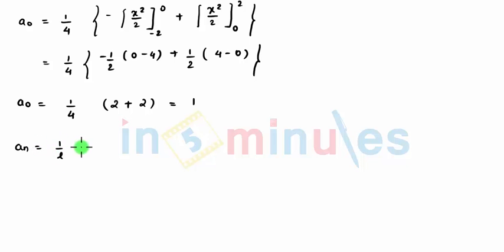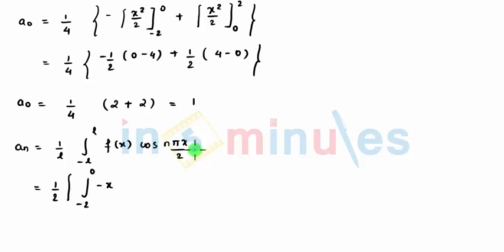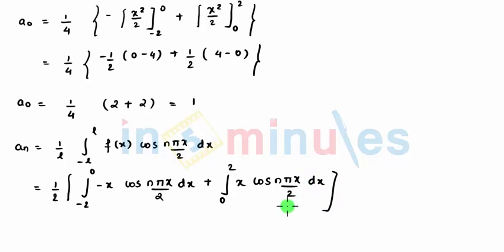Now let's start with an. Finding an is 1 upon L, integral from minus L to L of f of x cos n pi x divided by L dx. So we can write this as 1 by 2, first from minus 2 to 0, f of x is minus x, and it is also multiplied by cos n pi x divided by 2, dx. Next, the range is from 0 to 2, x cos of n pi x divided by 2 dx. Let's solve this.